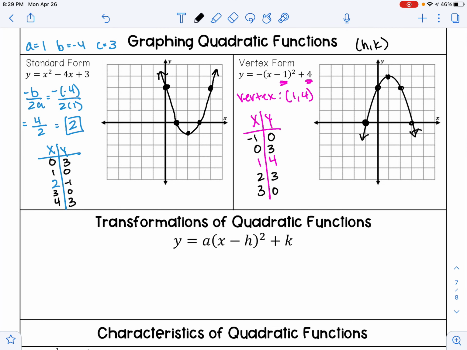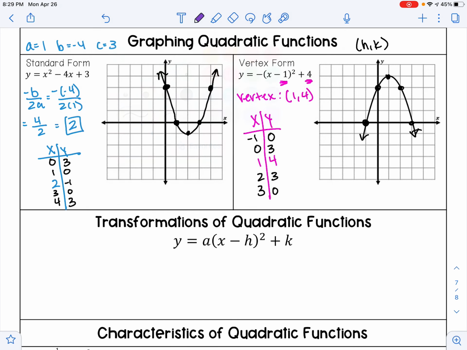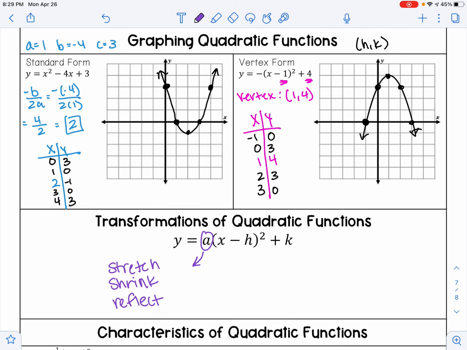So you can see the transformations of a quadratic function when it is in vertex form. Just like with exponential functions, a represents your stretch, shrink, or reflect. And it will be a stretch if a is greater than 1. It will be a shrink if a is between 0 and 1. And it will be a reflection if a is a negative number.